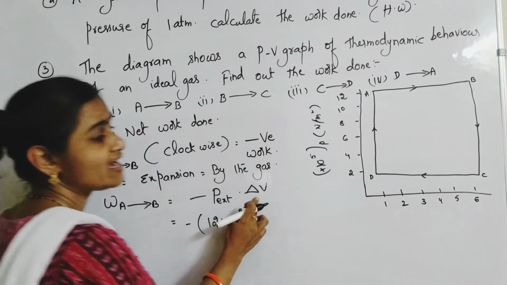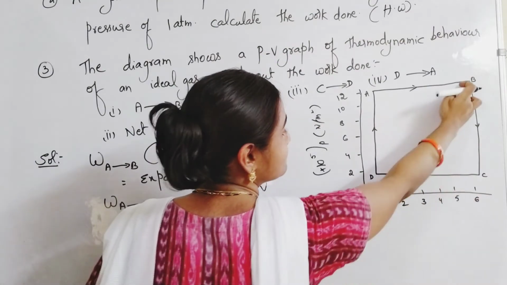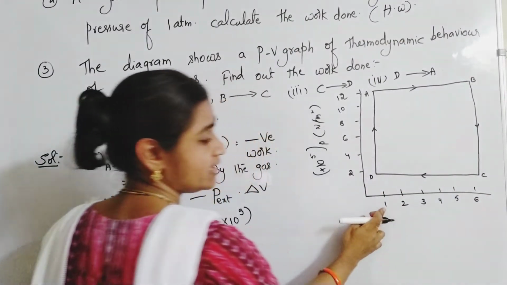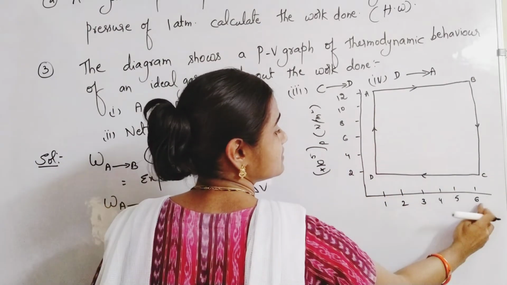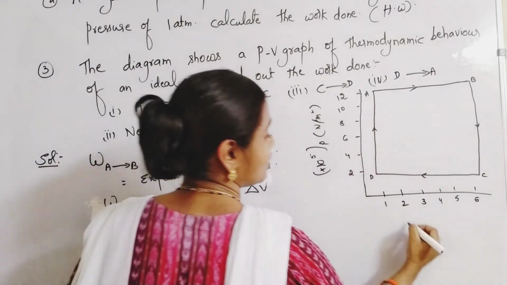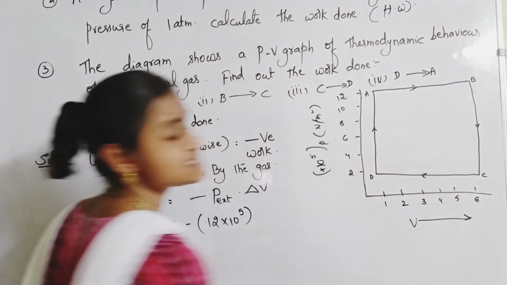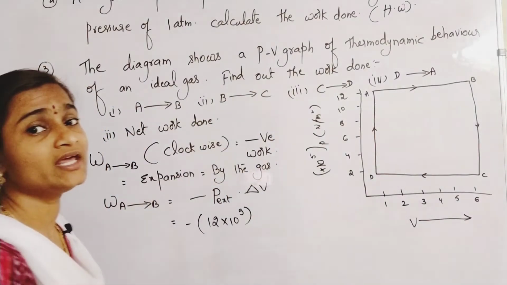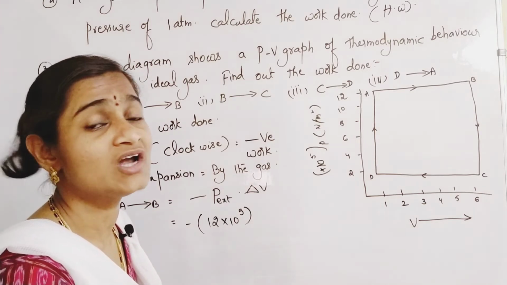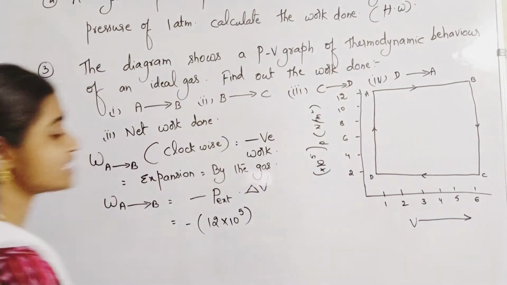And what is delta V? Means change in volume. Okay, please look at the graph. AB graph. Final volume is 6. Okay, final volume is 6 meter cube. Meter cube means again you have to take 10 to the power of minus 3, not liters. Okay, so please check it carefully.